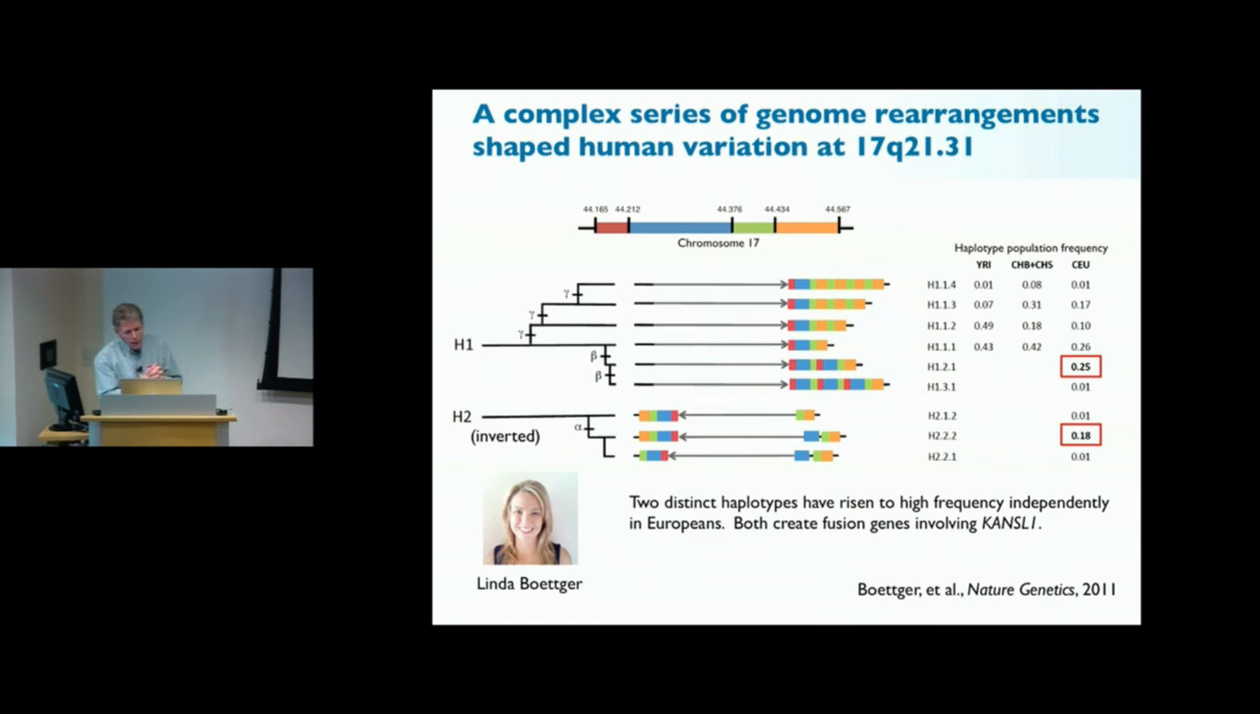And then if you look at the frequency of these haplotypes in the population, you see that there's two in particular that have gone to really high frequency in Europeans, although they're pretty much absent in the rest of the world. And Linda found that, interestingly, both of these haplotypes involve different fusion genes, and different fusions that involve the KANSL1 gene. And because of the large inversion, right, these two haplotypes probably have difficulty recombining. So these two haplotypes with these fusion genes have gone to high frequency independent of each other at this locus on chromosome 17. And this locus has been associated with various phenotypes, including fecundity in Icelandic women, which was studied by deCODE.